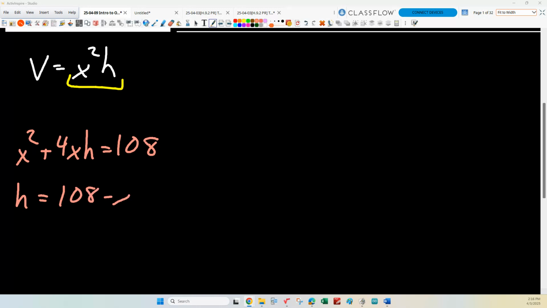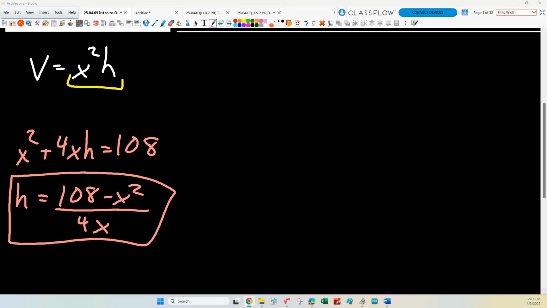Good. 108 minus x squared. I've got to subtract that term to the other side and then divide by 4x, right? Everybody see that? Okay. Put a box around it. Since Algebra 2, when we make a substitution, we always put a box around the substitution equation. Okay. And then that's going in right there, right? Okay, look what that gives us.